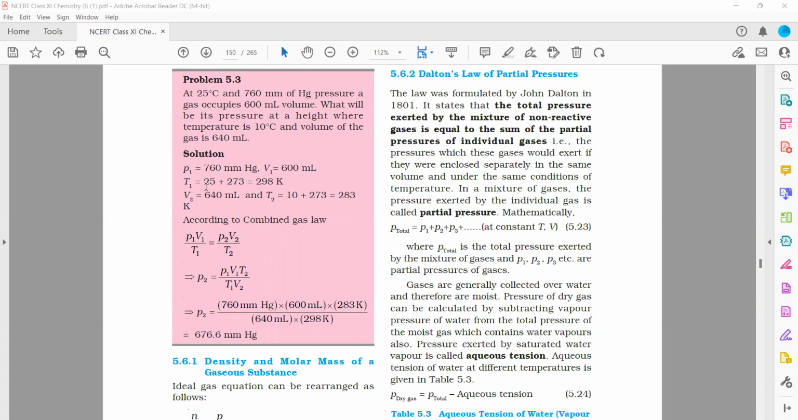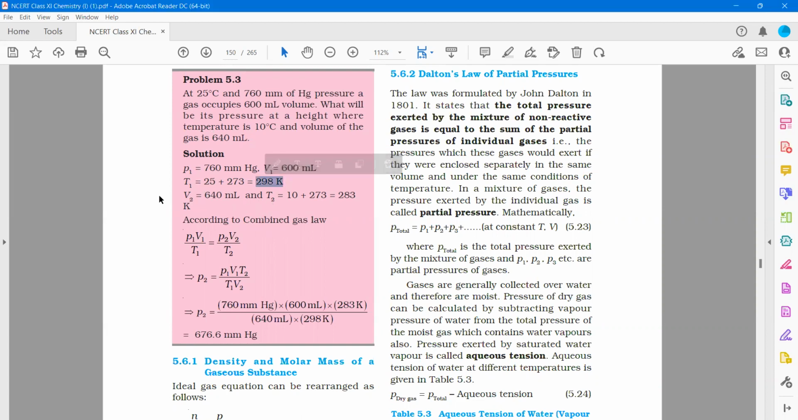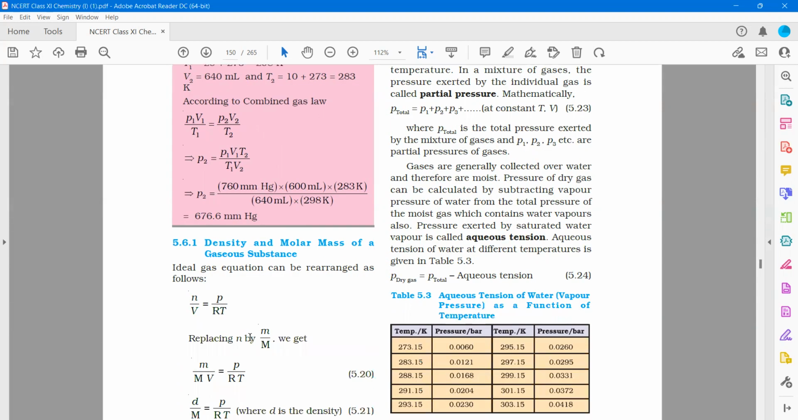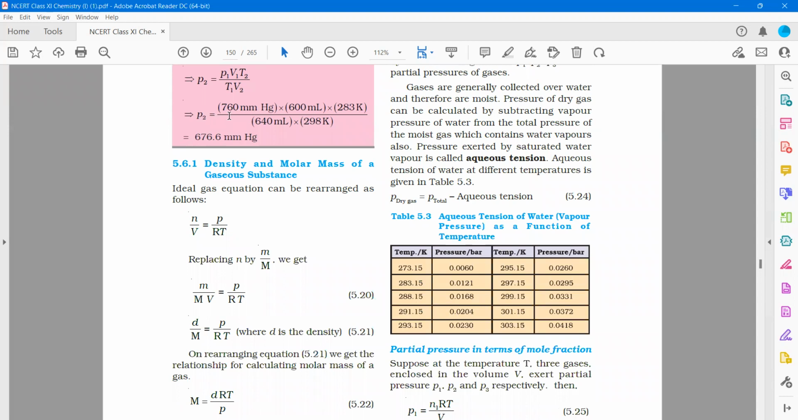which you need to convert into Kelvin all the time. So it is 298 Kelvin, and V2 is given as 640 milliliter, and T2 is again in Kelvin. Here you don't need to change any units because ultimately the units will cancel out each other. Only the unit of what is asked, pressure, that is mm of Hg, will be left, and that will give your answer in mm of Hg. So here you will put all the values and solve this equation and you will get the answer. There was no toughness in this question.